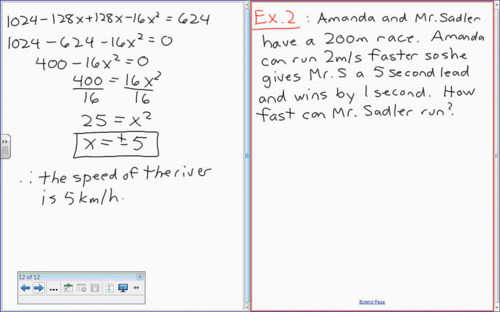Okay, this is not a true story, by the way. So again, Amanda and I are doing a 200-meter race. Amanda knows that she's faster, so she goes, okay, Mr. Sadler, you can have a head start. Despite her generosity, she still beats me by 1 second, which is bad, so I've lost twice.